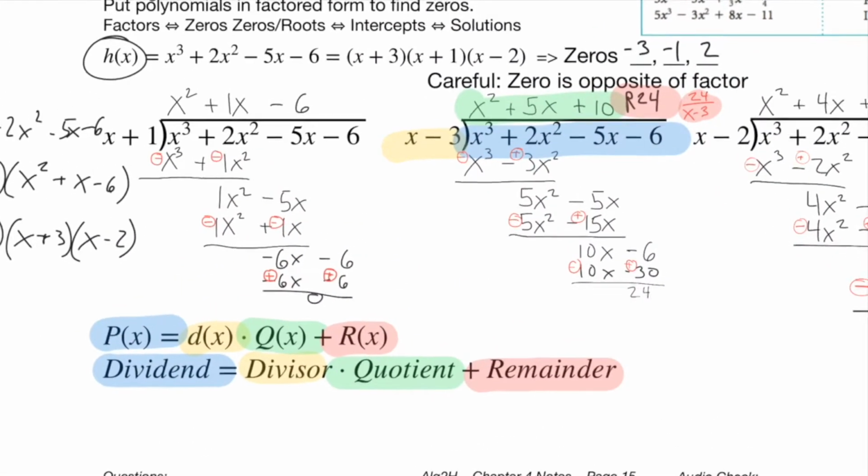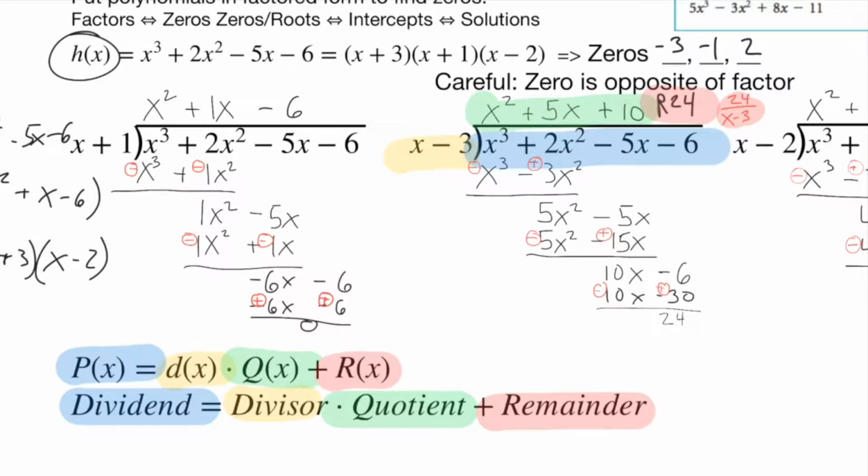So just some terminology here. I've color-coded it. If you've got a polynomial and you divide it by another polynomial, you could get a remainder, or you could get just this quotient right here. Here are the words. The dividend here is equal to the divisor times the quotient plus the remainder.